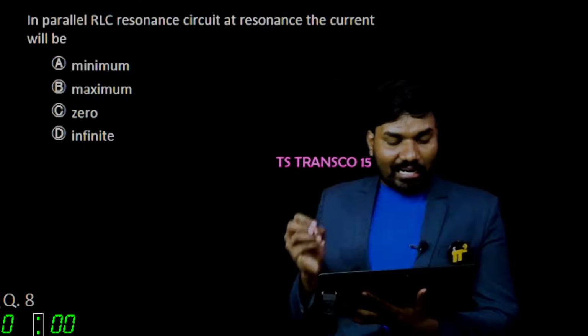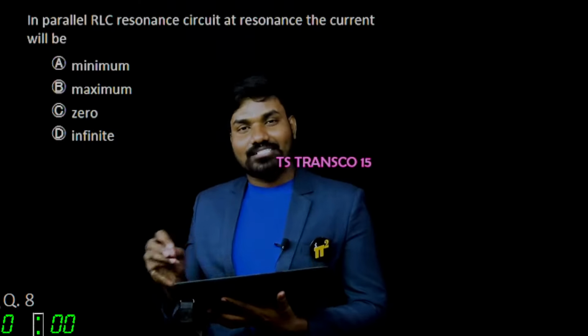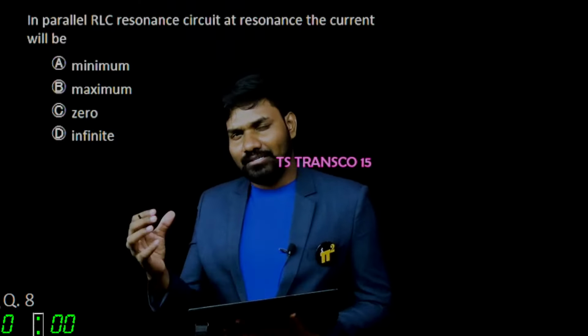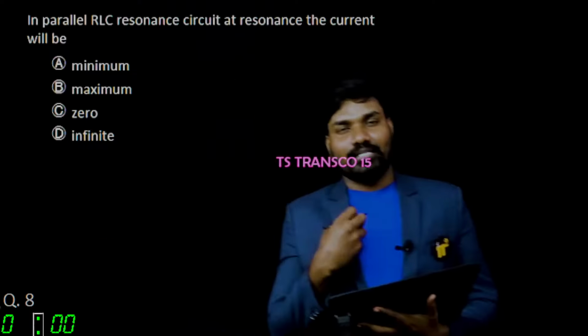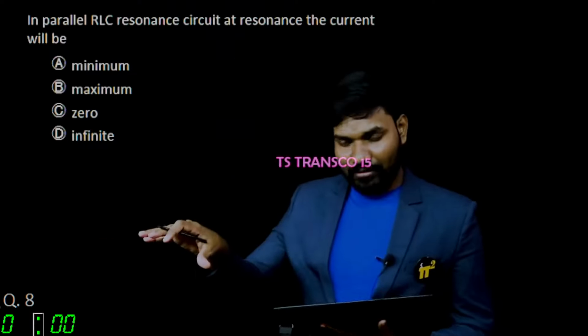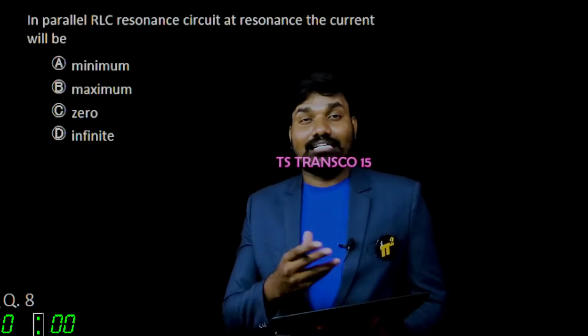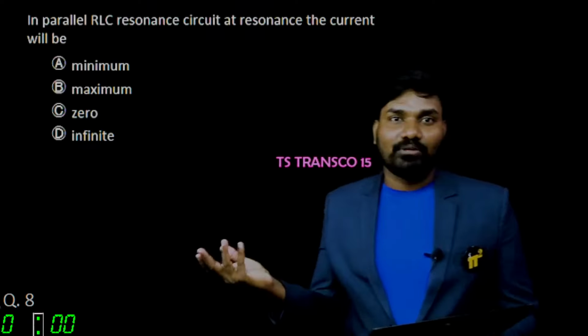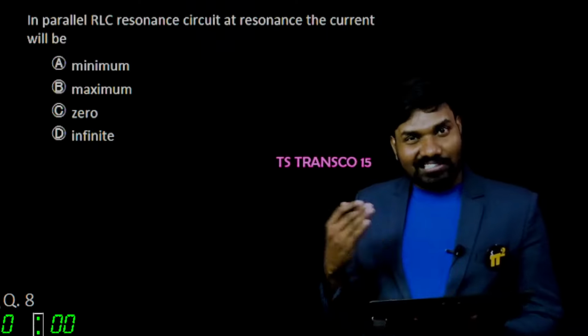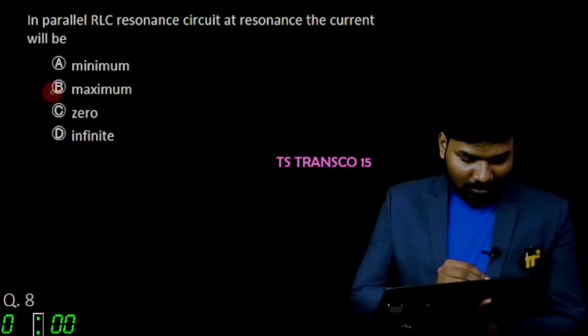In parallel RLC resonance circuit, at resonance current will be minimum. I told you, series resonance is an acceptor circuit. Parallel resonance is a rejector circuit. Previous lecture only I discussed about this, right? If you're not consistently watching, then what can be done? You need to be at least consistent in watching the content.